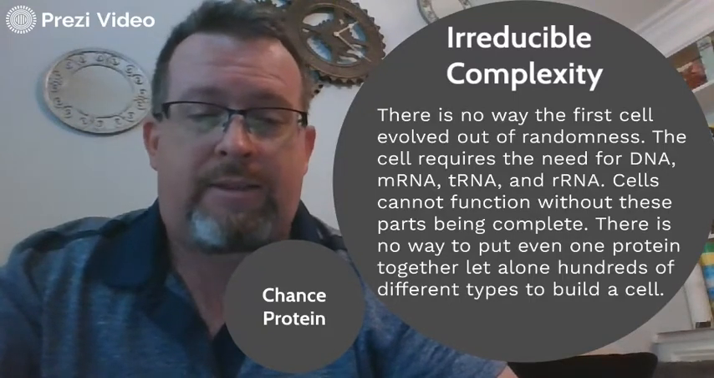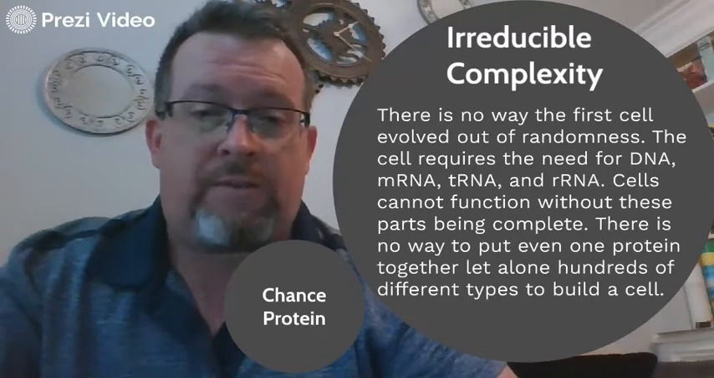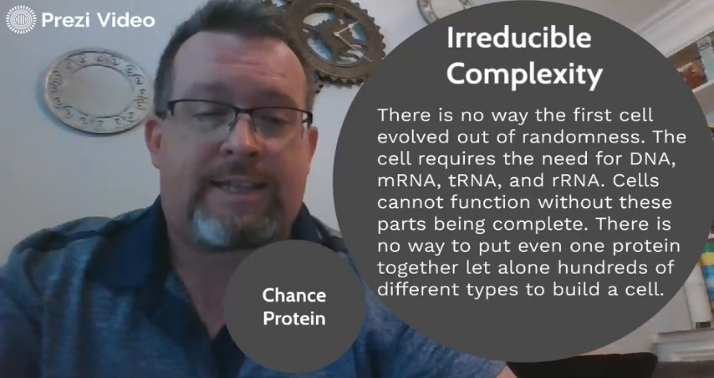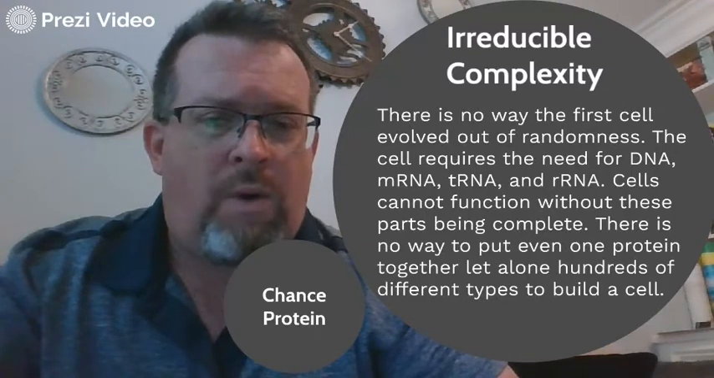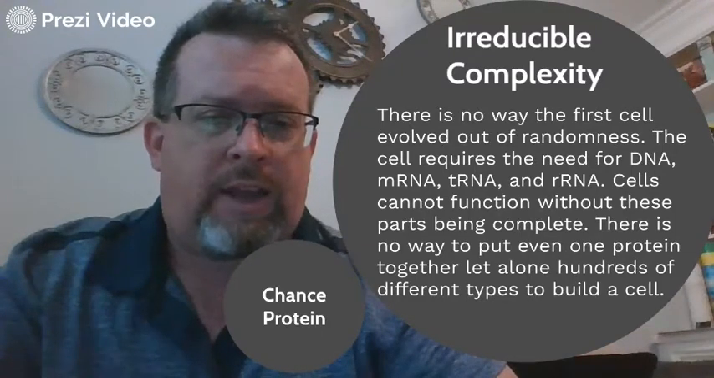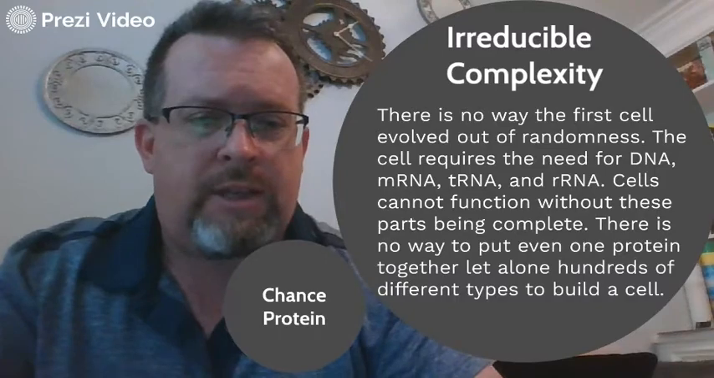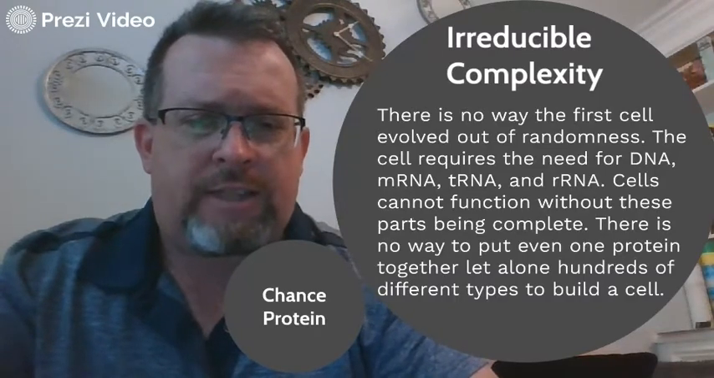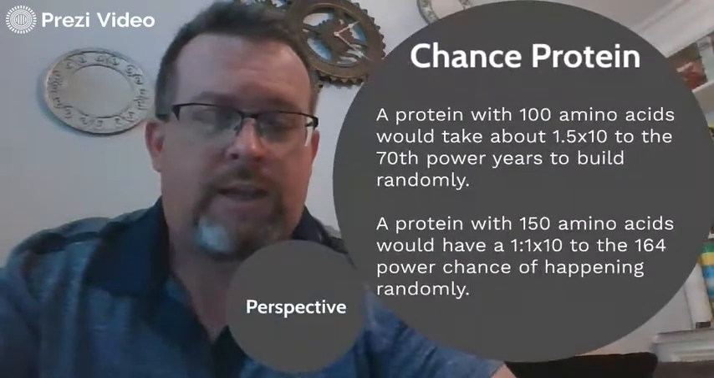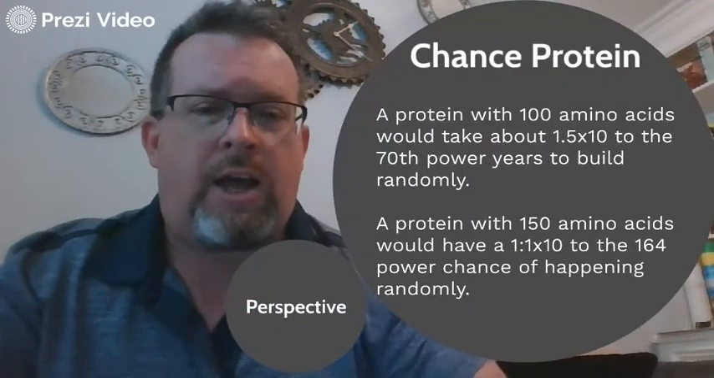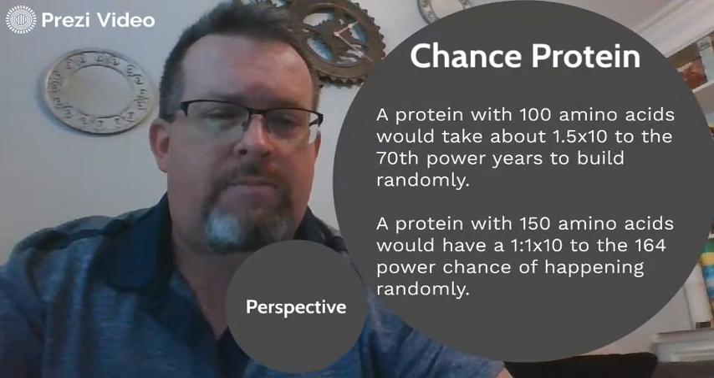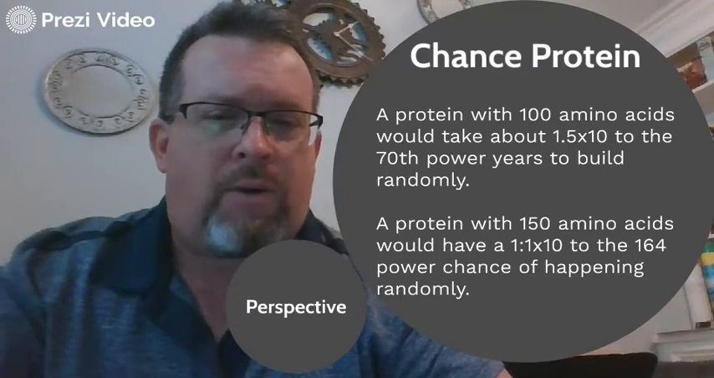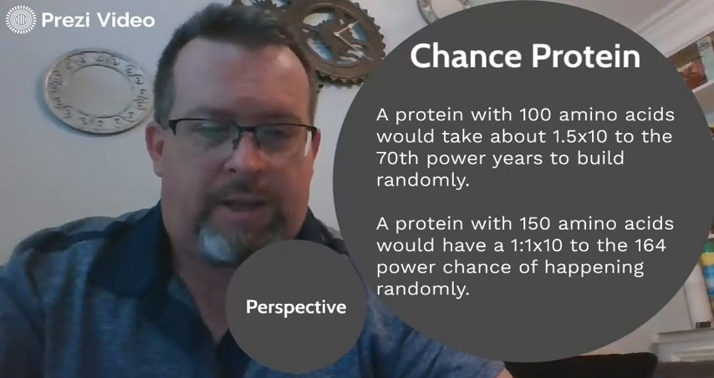And then when we get into the cell, these things don't even code for a whole lot of stuff that goes on in the cell. So what's coding for that? There is no way to even put one protein together, let alone hundreds of different types to build one cell. So let's look at the chances of a protein coming together randomly. A protein with 100 amino acids would take about 1.5 times 10 to the 70th power years to build randomly.